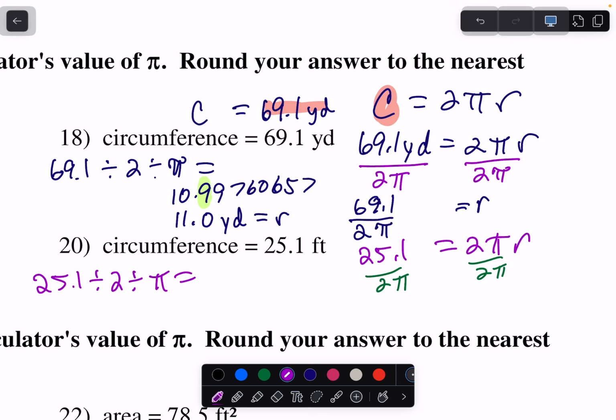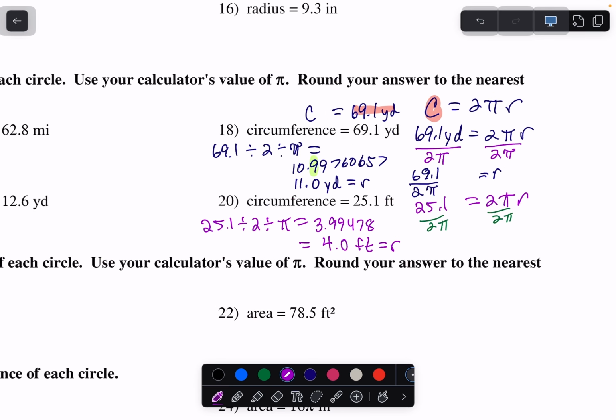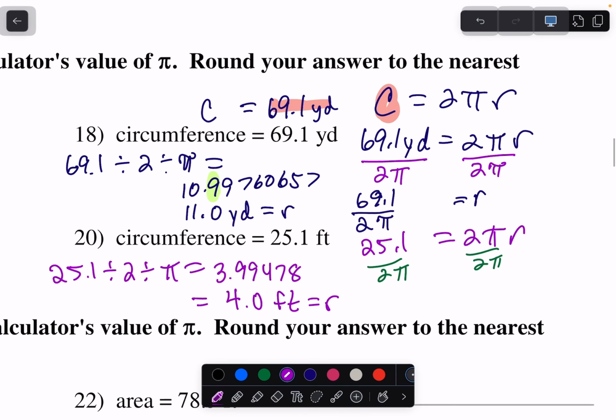When we do that, we get another one that's weird. They're trying to, I think, make the radius a nice measurement, I would assume. And so that's 4, or 4.0. In this case, feet is our radius. Okay. Now, any questions there before we move on to the next one?